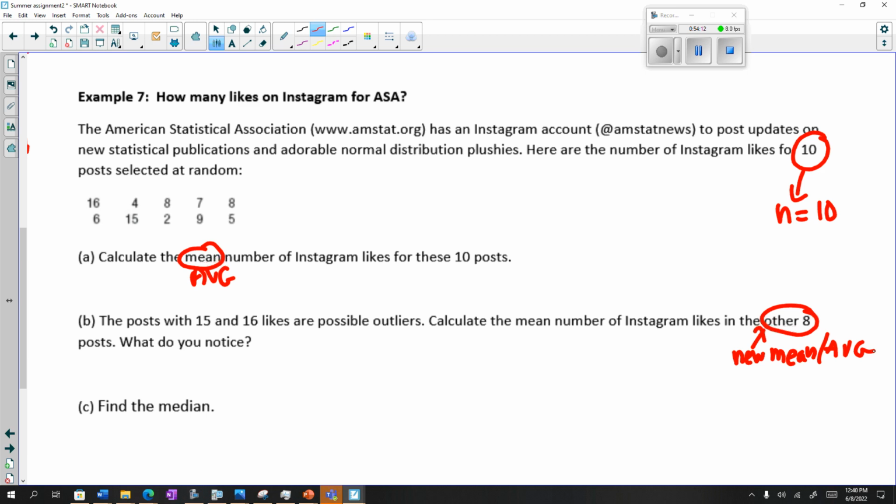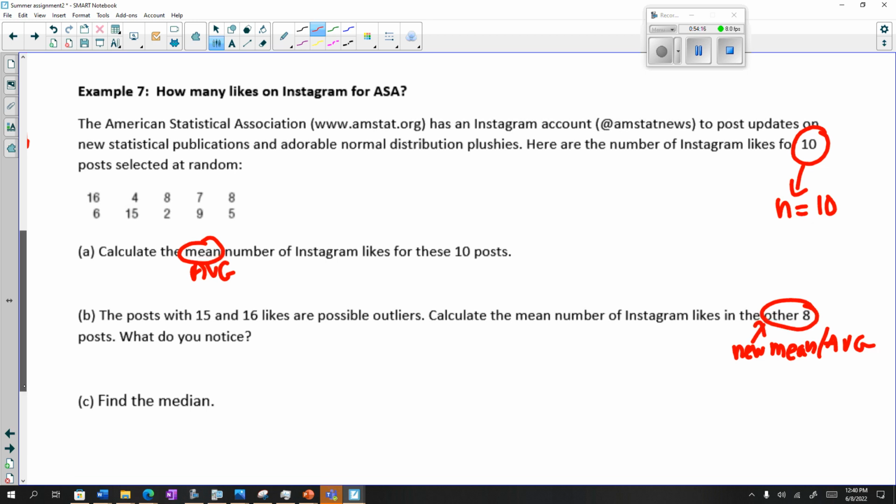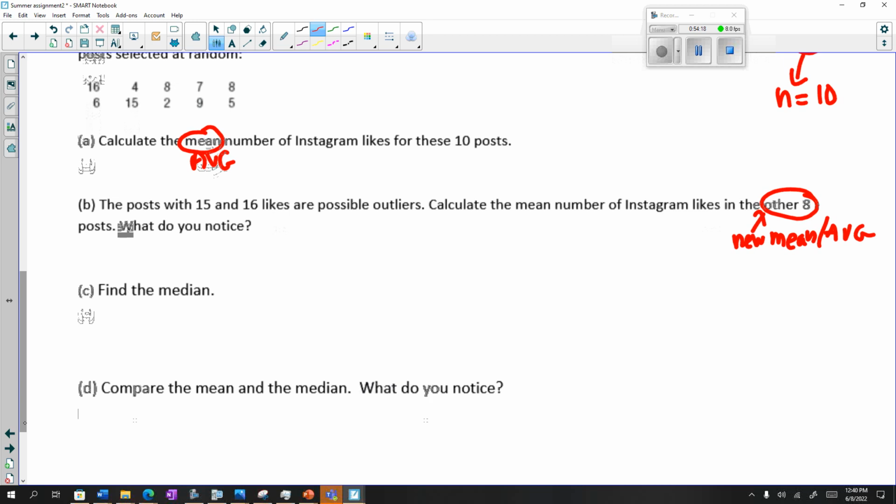Then you're going to find the median, which is the middle number, first part C. When you do that, don't forget you have to list them in order from lowest to highest to find the median. And lastly, compare the mean and the median. So where is the mean with respect to the median? Because that's going to tell you the direction of the skew. So if the mean is greater than the median, it's skewed right. If the mean is less than the median, it's skewed left. And if the mean equals the median, it's approximately symmetric. Okay, so do this question now.